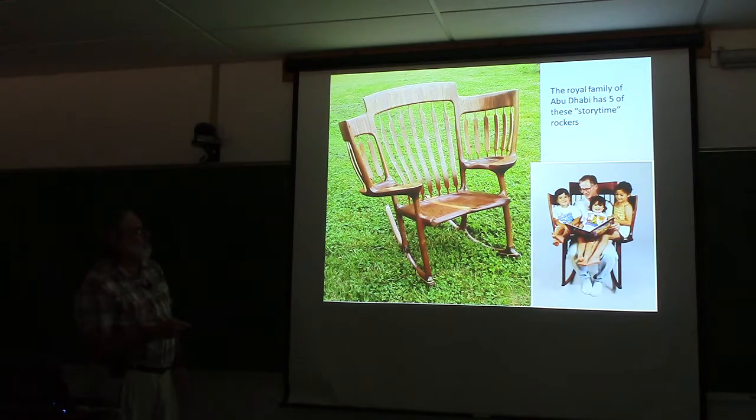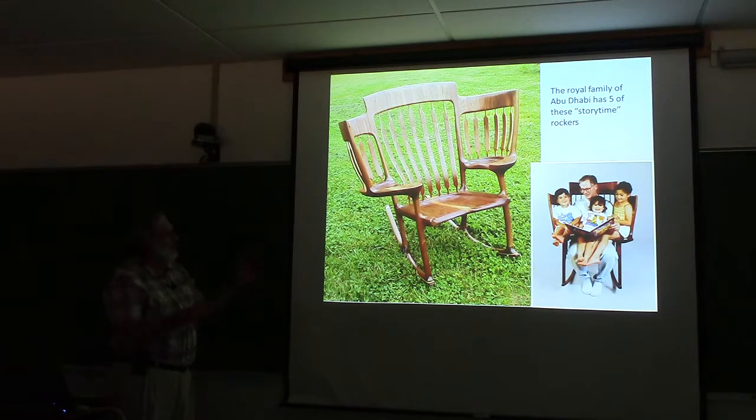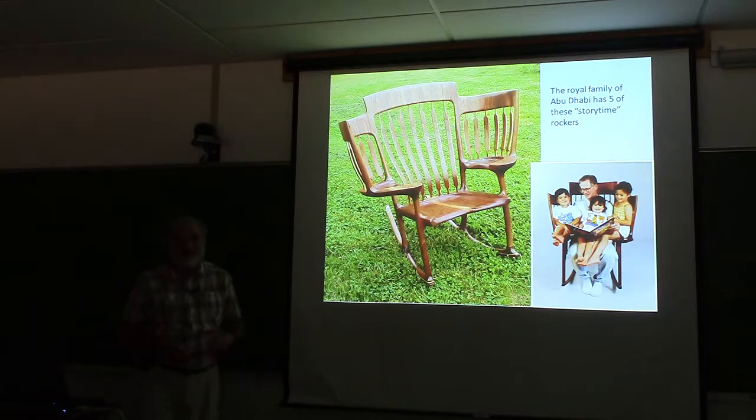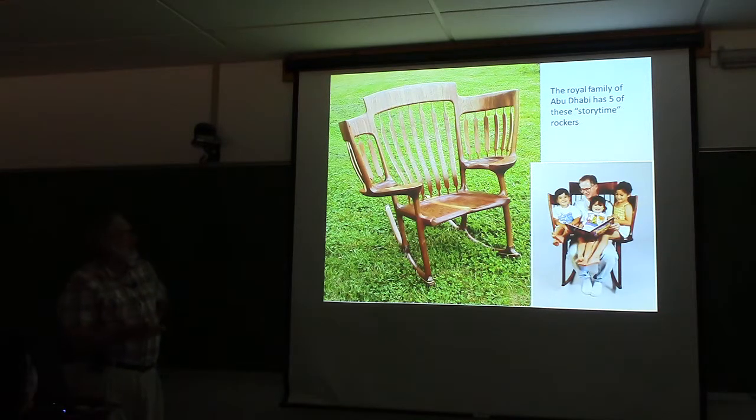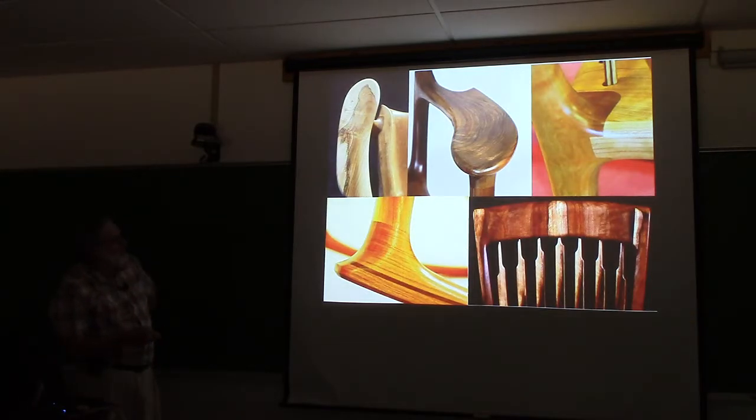And the royal family of Abu Dhabi has 5 of these, and other people have their own. His chairs sell for as much as $20,000 a piece. They're not cheap. But, you know, if you're a 1%er, you need $20,000 rocking chairs around the house. So it turns out, and you can see, the construction on these is absolutely perfect. The design is perfect. The construction is perfect. The woods, everything is just matched perfectly here. Nobody competes with Hal Taylor.